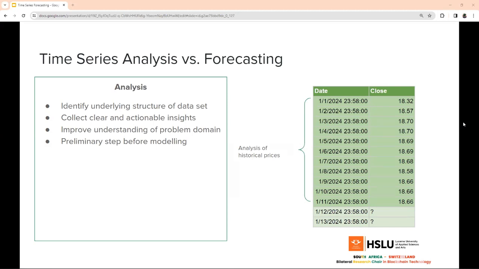If you look at the table on the right, you will now see that you have your phenomena, your close price of a certain currency, and you have the time and the known values. So you're going to analyze the data that you have, the historical prices, and if you look at the two rows at the bottom, that is where your forecasting will come in. You analyze your historical prices, and then you try and see what underlying insights you can gather from doing this historical analysis.